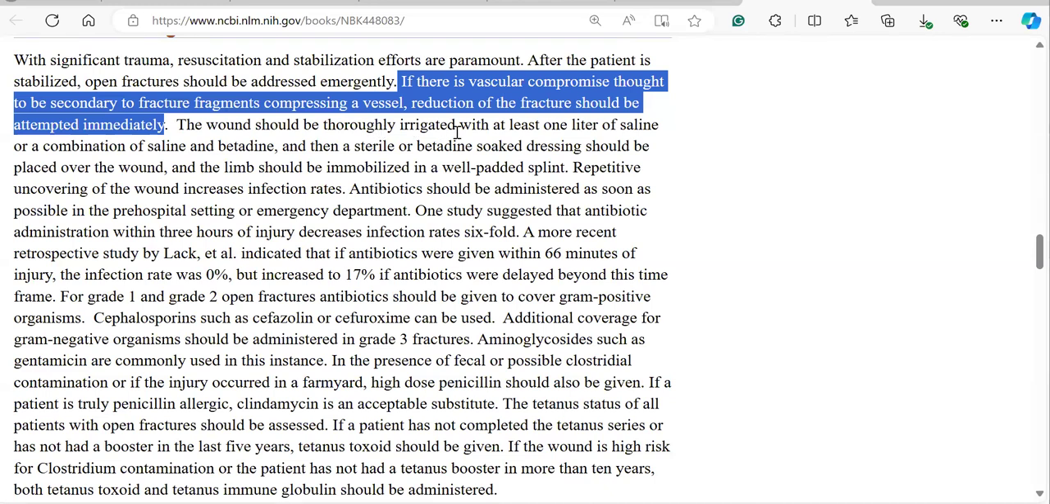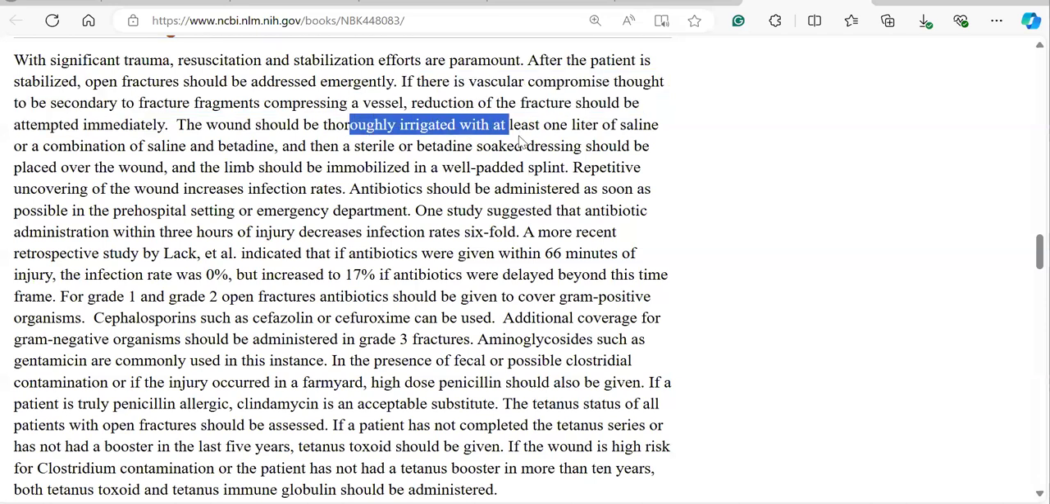After that, the wound should be thoroughly irrigated with at least 1 liter of saline. So the next step is wound irrigation. And the limb should be immobilized in a splint. These lines are important, and all I need you to understand is that this is the step-by-step approach.